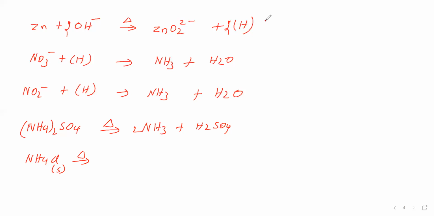Okay, next preparation of ammonia we'll see. We will take calcium cyanamide. It is taken for hydrolysis. What we are getting is ammonia and calcium carbonate.